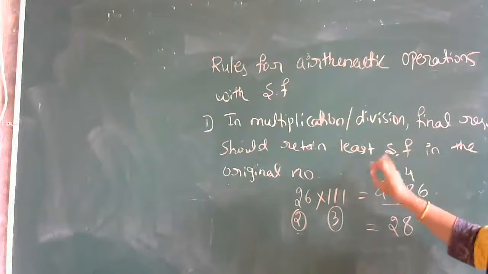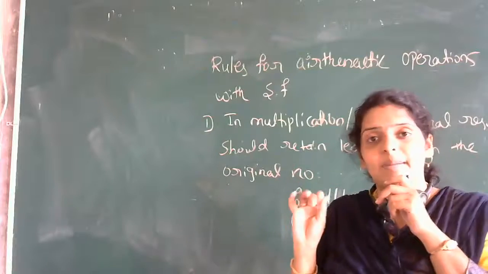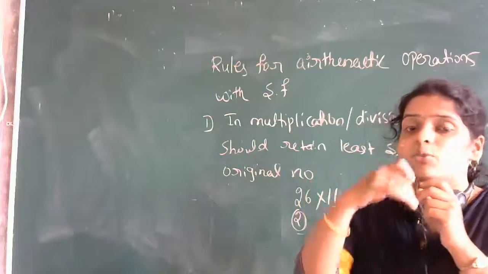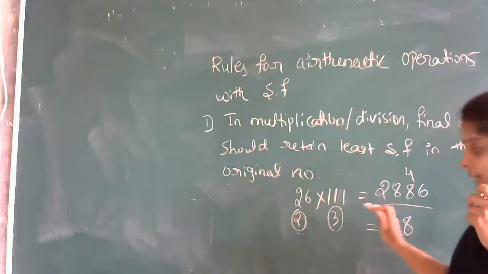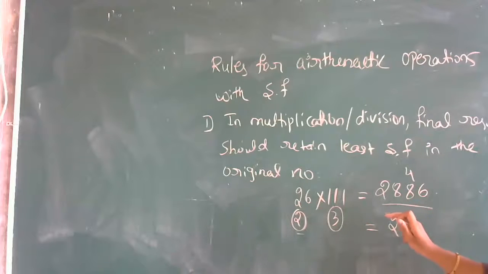Actually, I need to explain with the help of a decimal point. For this example, it is not applicable. Just to make you convinced with the definition, I have taken this up. Please don't think that if you are getting 2886, you need to write it as 28. It is not like that.